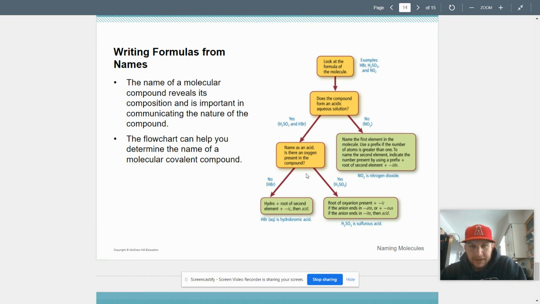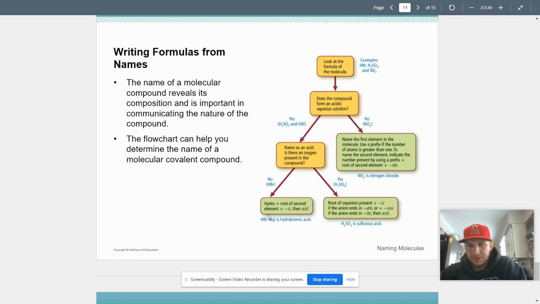Looking at this other one, it does have an oxyanion. It has our sulfite ion, the SO3 2-. So in this case, we're going to say yes. We have our root of our oxyanion present plus ic. But this is not a sulfate, so it's going to be sulfite. In this case, we go OUS because sulfite. Remember, our ITE ending means OUS. So this is just sulfurous acid.